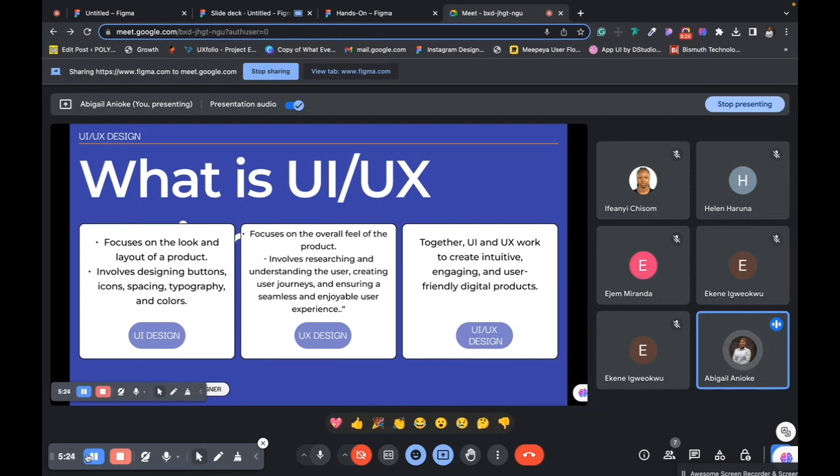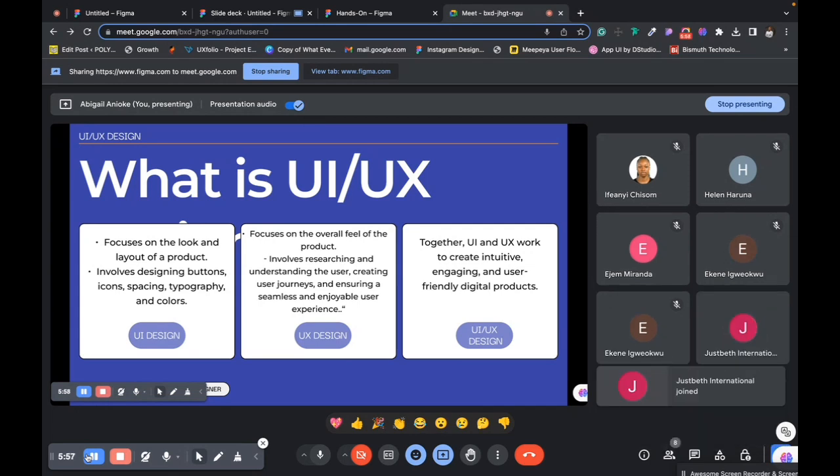So, like I was saying, UI is short for user interface design, and UX is short for user experience design. So what do these two words really entail in design? I believe we already know what design is all about, and that's why I didn't start from explaining what design is, because in one way or the other, almost every day we interact with designs.